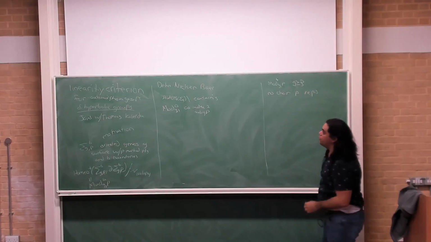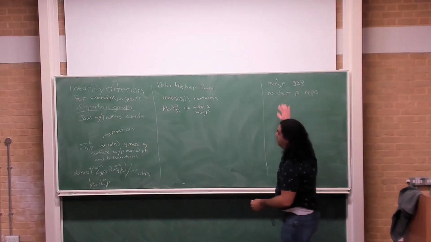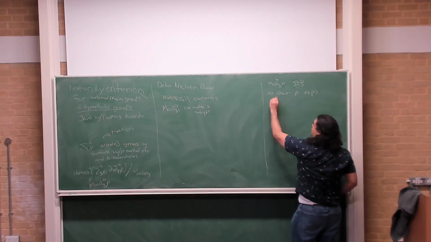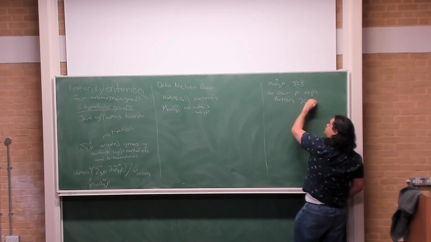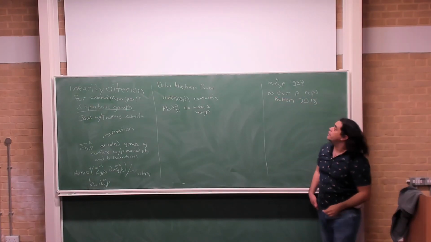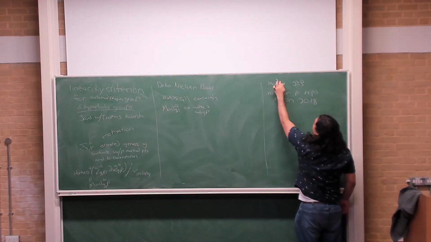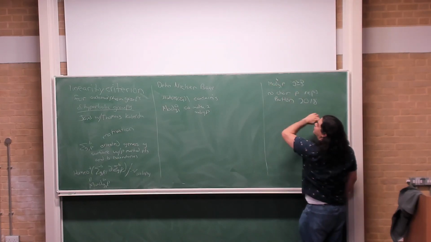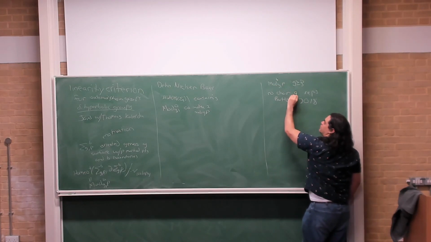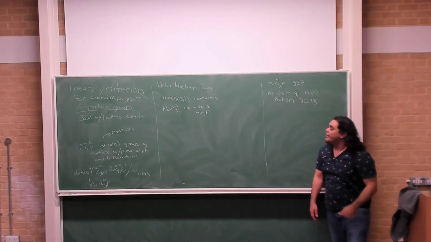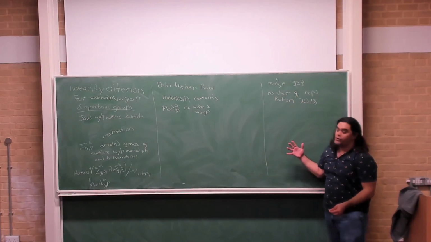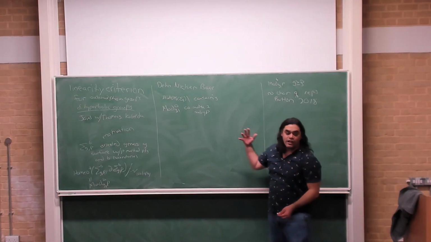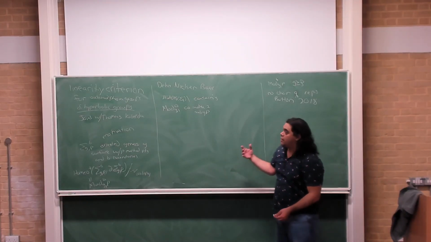Okay, so then what we want to do is, this is Bux 2018. It should be a different P, so we'll just say Q. Okay, there we go. Sorry. So we have no characteristic P representations. So maybe the question would be, could we find a characteristic 0 representation?